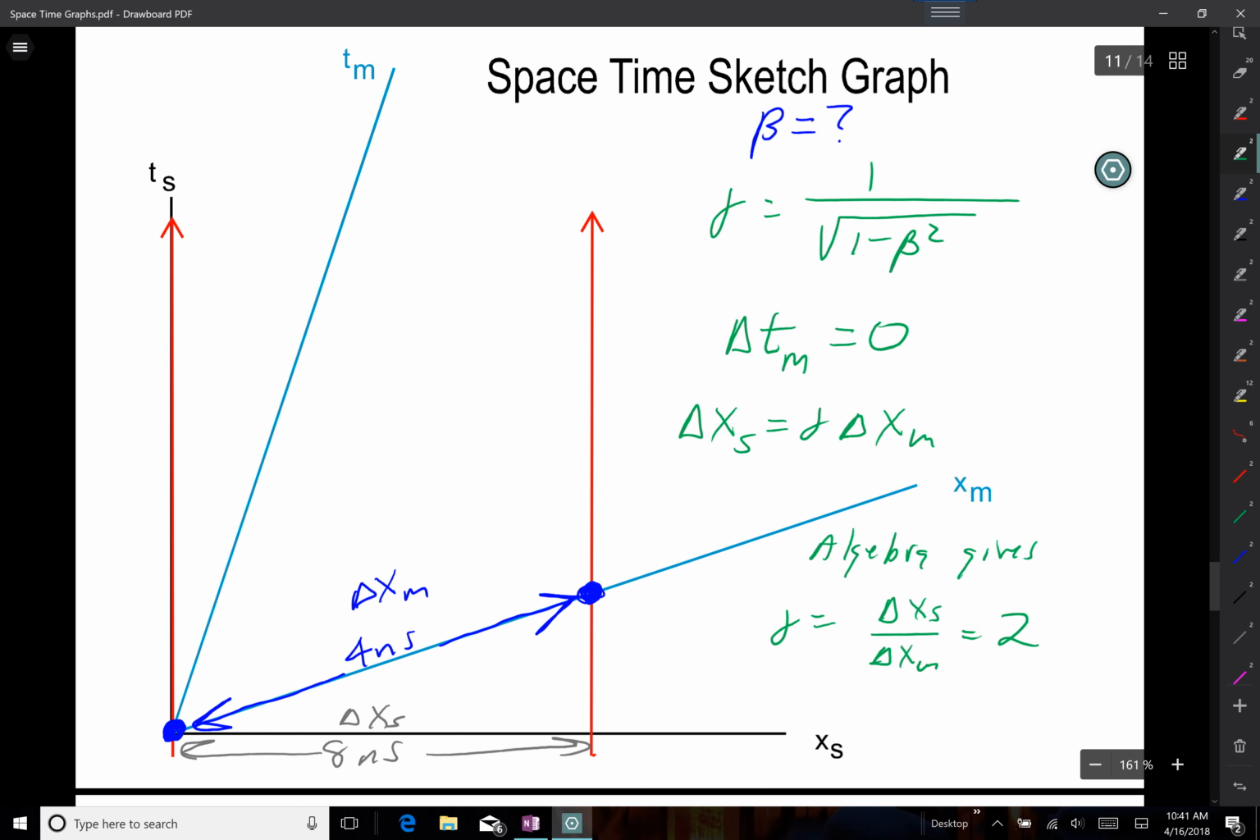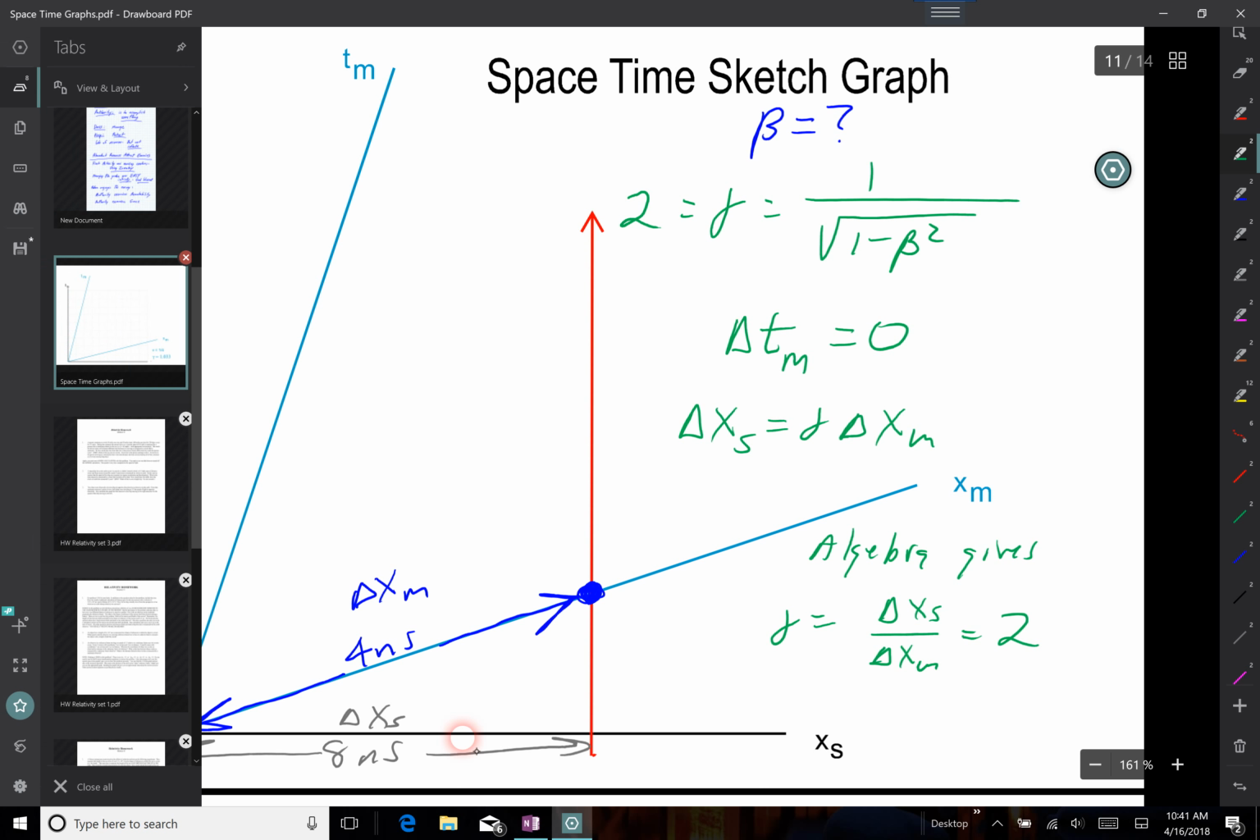So I need to solve that equation for beta. For gamma now, we know gamma is 2. So that's that problem, okay? That's that problem. Let's go back to the sheet.